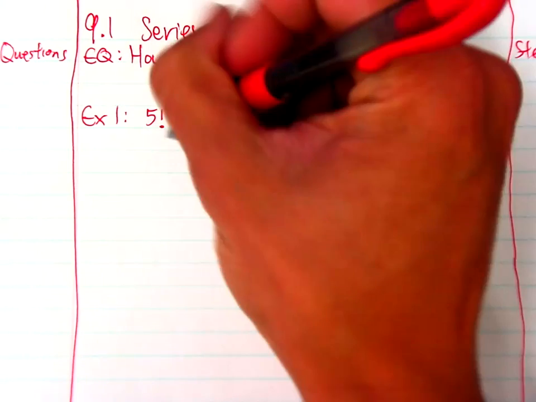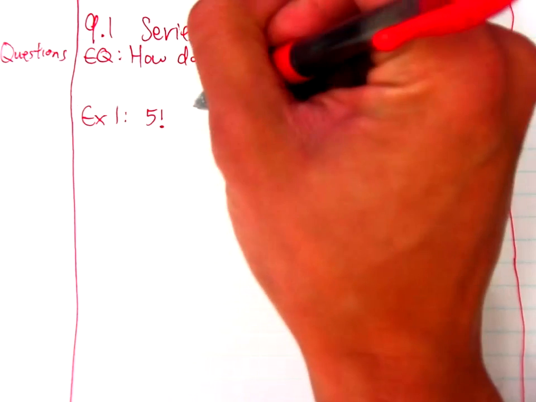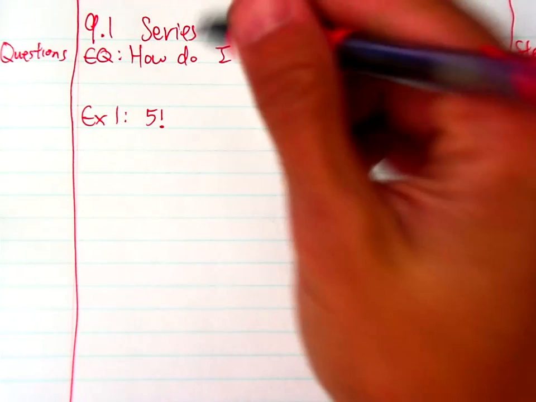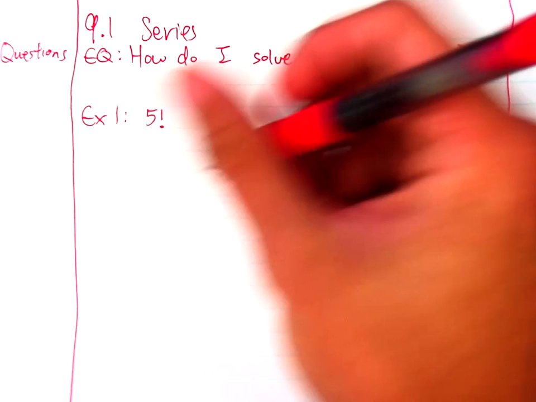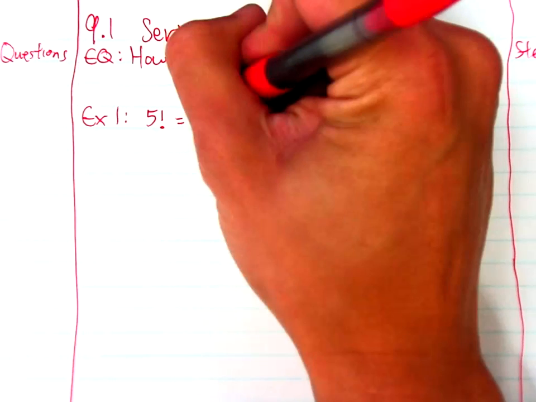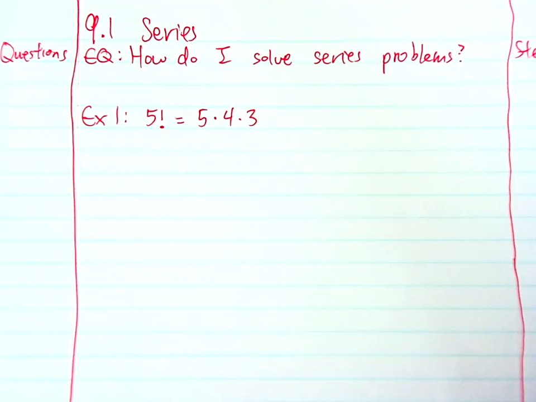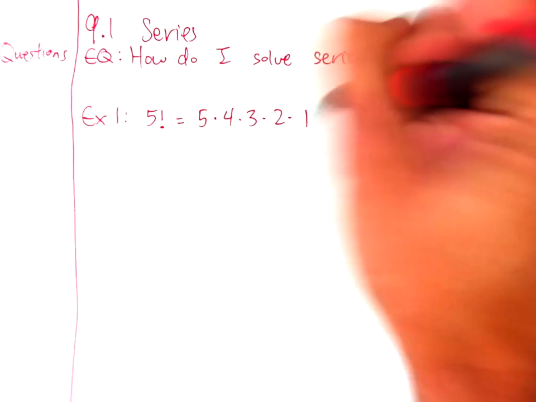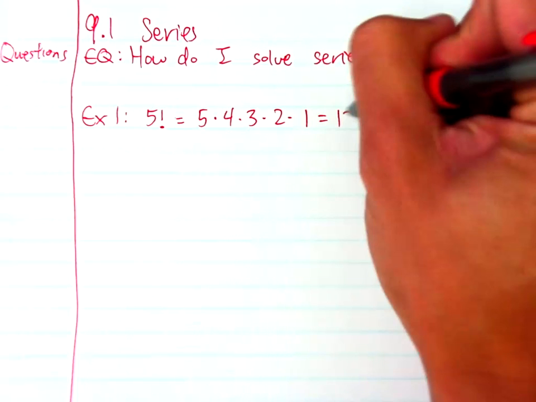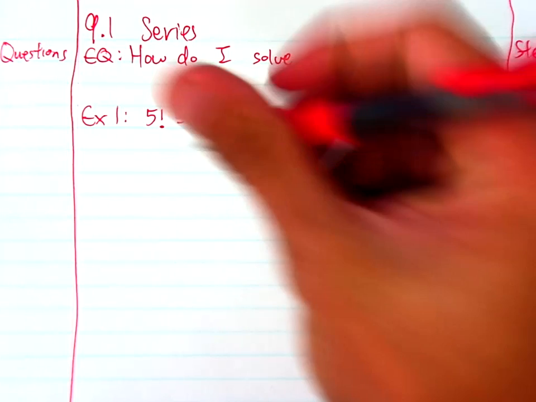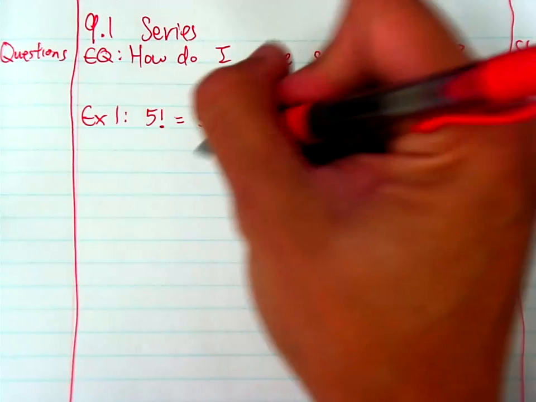So the first thing we have to do is solve factorials. So we're going to do 5 factorial. And if you look at the definition of a factorial, it keeps going down until you get to 1. So 5 factorial actually means 5 times 4 times 3 times 2 times 1, which is 120. And then you also see a problem where they ask you to simplify variables with factorials.